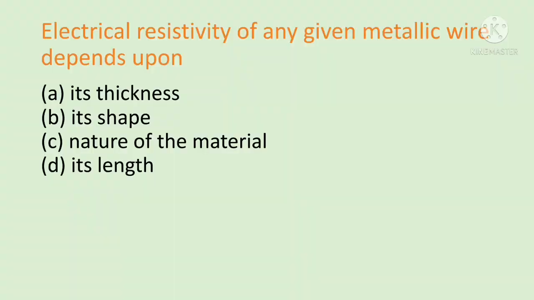That is, electrical resistivity of any given metallic wire depends on option A, its thickness, option B, its shape, option C, nature of the material, and option D, its length. So out of this, which is the most appropriate answer?